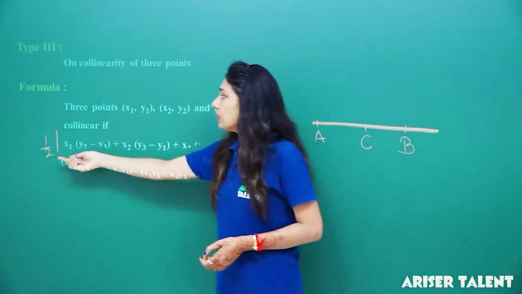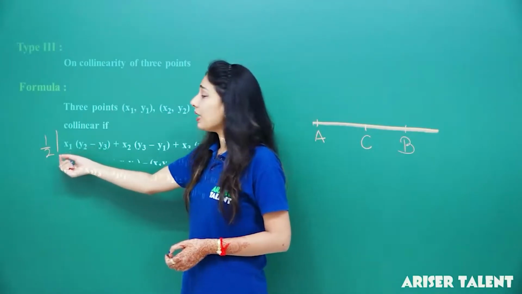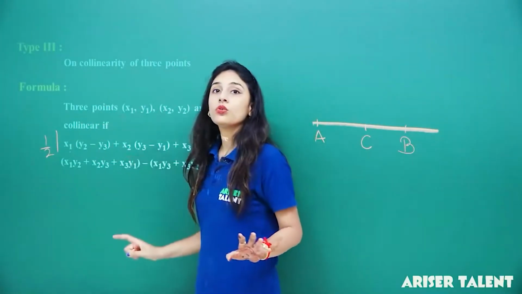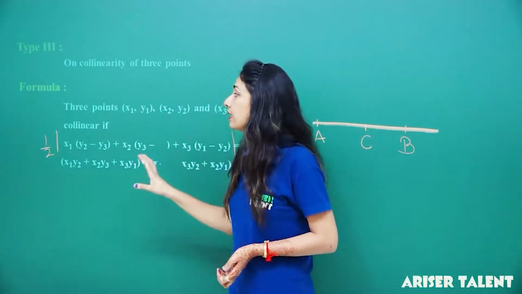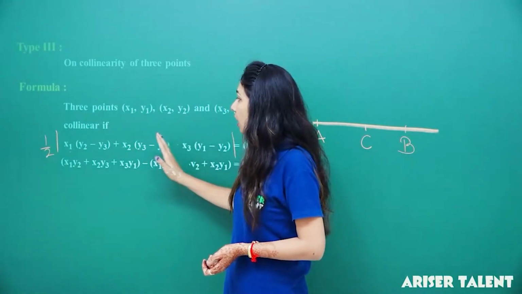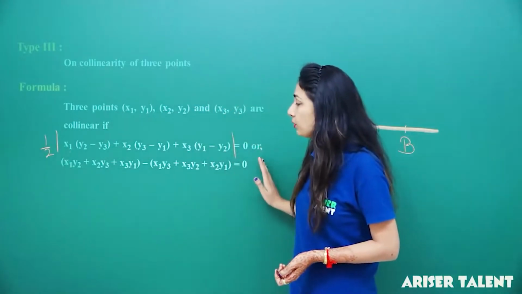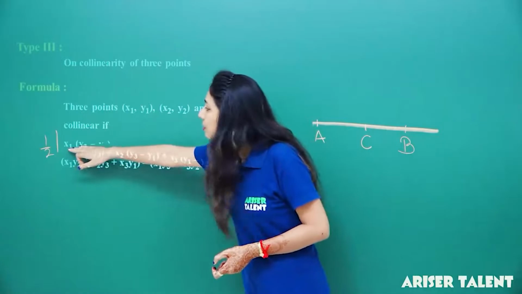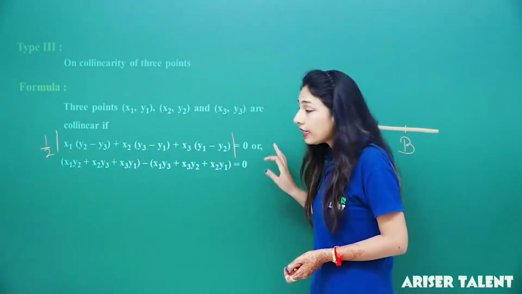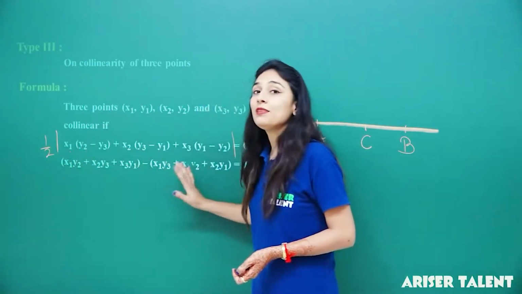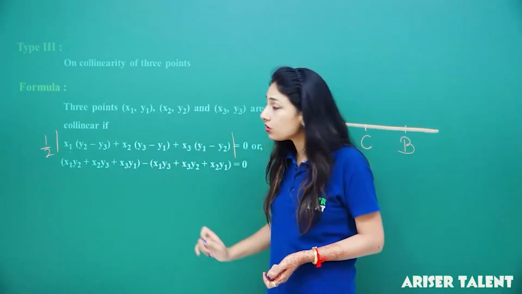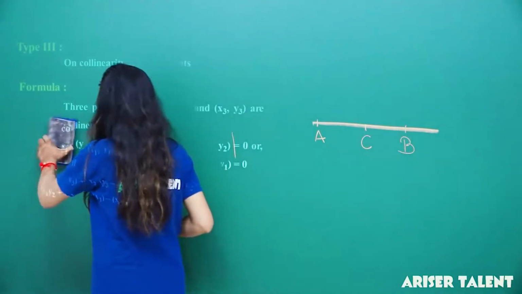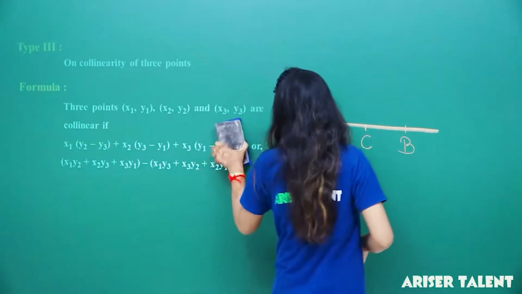But anything multiplied by half will be 0 only if this value is 0. There is nothing else that is possible. That value will be 0 only in the condition when this complete value is 0, then only half multiplied by this complete value will be equal to 0. So, there will be no use of this half. We are not using this half and directly we are using this.